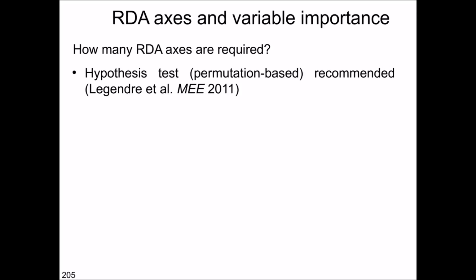So similar issues that have been discussed in the context of PCA need to be tackled in the context of RDA. First of all, you have the question as well, how many RDA axes do we need? And here we can actually use a hypothesis test based procedure that's based on permutations, so it's not based on a test statistic. And this has been recommended as a method in a paper like Legendre et al., Methods in Ecology and Evolution 2011. So this is what we have used as well in the R script.